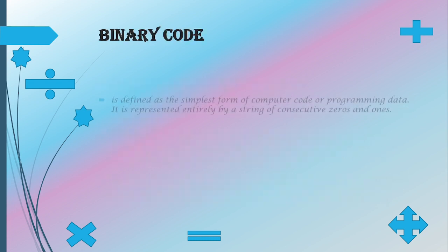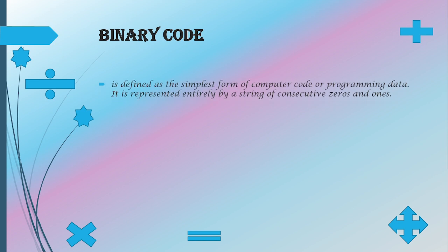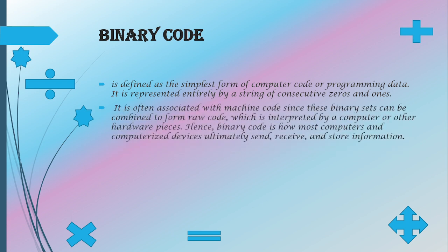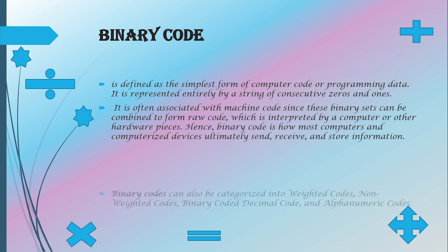Next is the binary code. Binary code is defined as the simplest form of computer code or programming data. It is represented entirely by a string of consecutive zeros and ones. It is often associated with machine code since these binary sets can be combined to form raw code, which is interpreted by computers or other hardware pieces. Hence, binary code is how most computers and computerized devices ultimately send, receive, and store information.